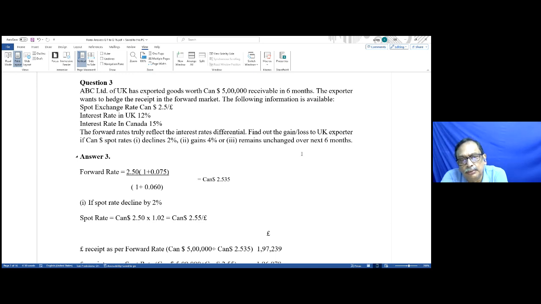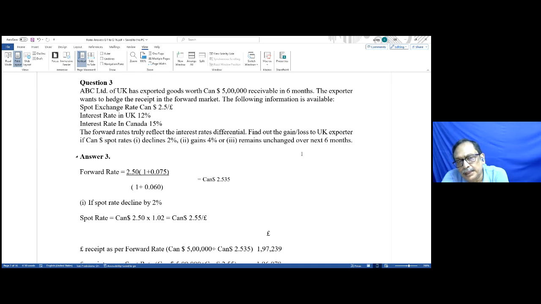The forward rates truly reflect the interest rate differential, means the difference between the interest rates. Find out the gain or loss to UK exporters if Canadian dollar spot rates, number one, declines 2%, number two, gains 4%, and number three, remains unchanged over next 6 months.